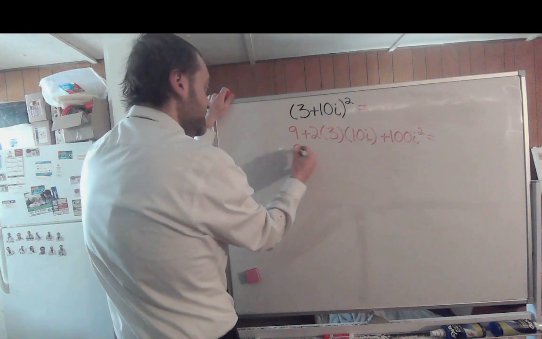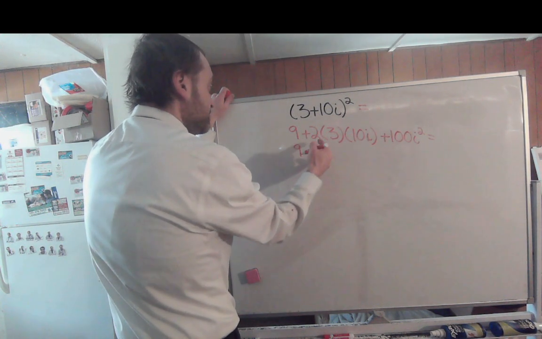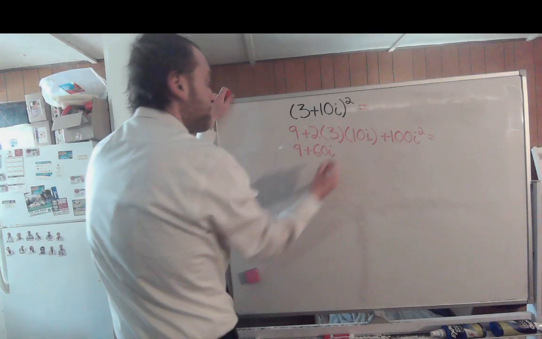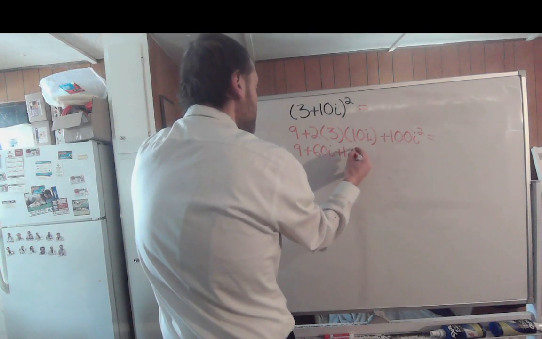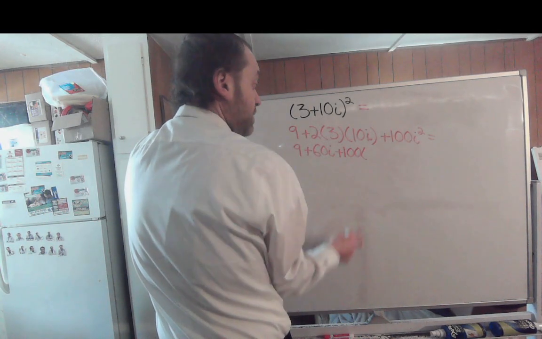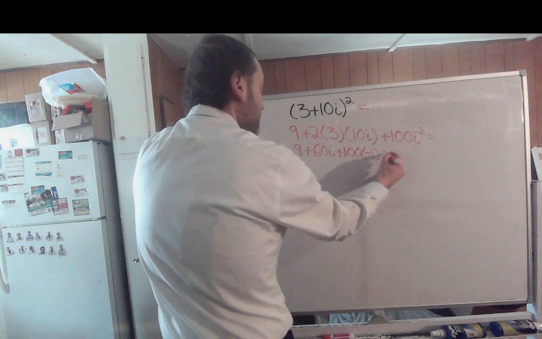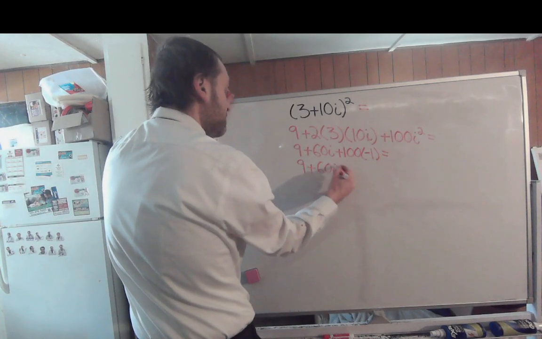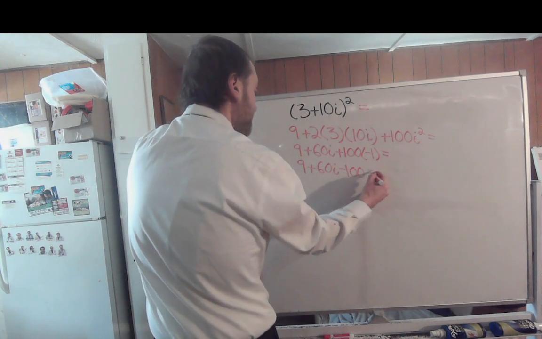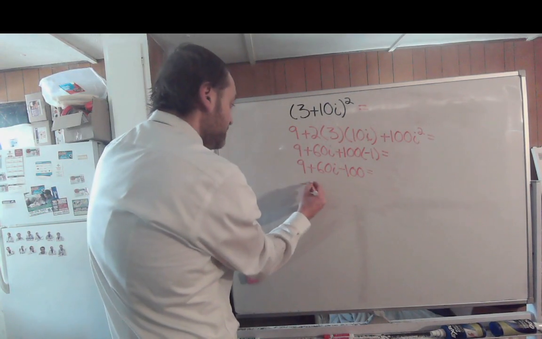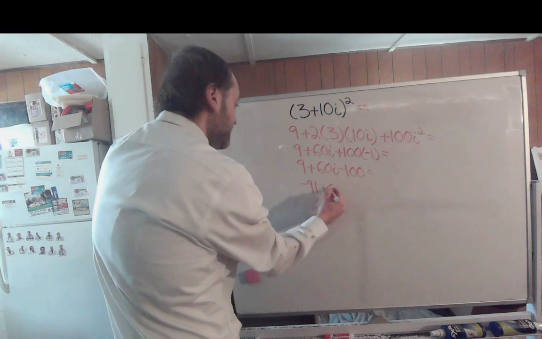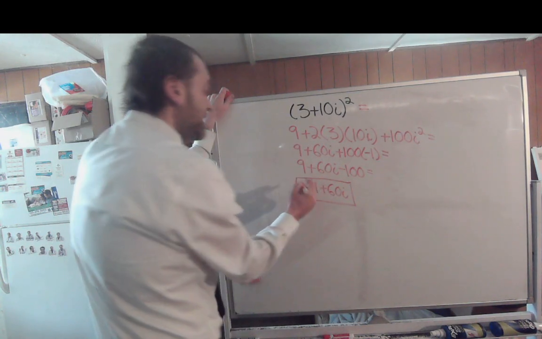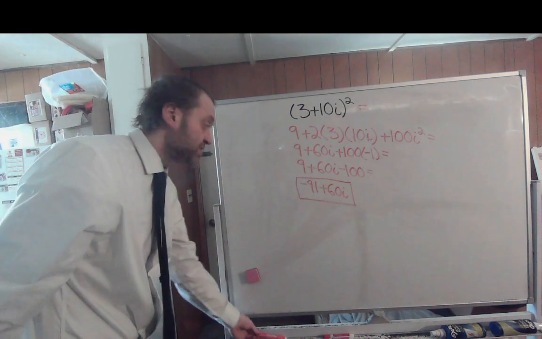So this would turn into 9. So let's see, 6 times 10 is plus 60i plus 100 i squared. Now, what is i squared? That'd be 100 actually times negative 1. So this would turn into 9 plus 60i minus 100, which would end up giving you negative 91 plus 60i. So this simplifies into negative 91 plus 60i when you have this in standard form.